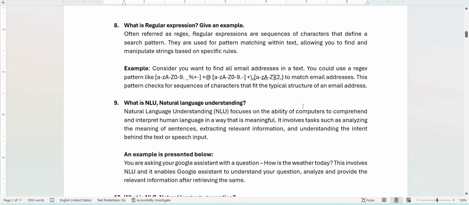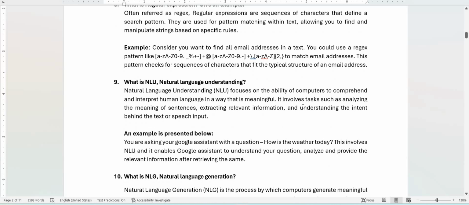Now what is NLU? This is a very important question. NLU is natural language understanding. It focuses on the ability of computers to comprehend and interpret human language in a way that is very meaningful. It involves tasks which include analyzing the meaning of the sentence, extracting the relevant information, understanding the intent behind the text or the speech.